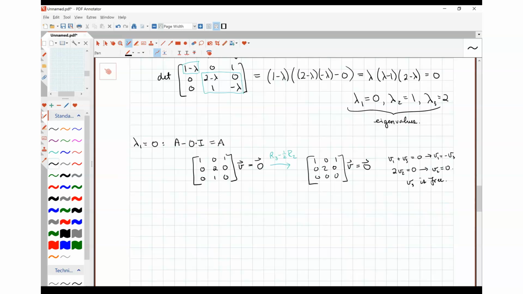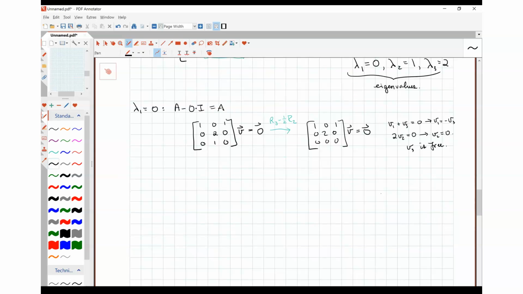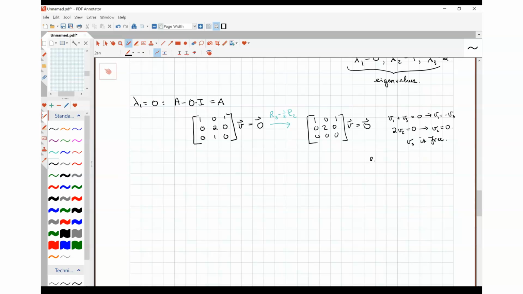And all we've really done is solve this to get this general solution for this homogeneous linear system. So this general solution is now minus V3, 0, and V3. And I just need one particular solution, right? A simple one will do. So I'll just pick V3 equals 1. And that's going to be my first eigenvector: minus 1, 0, 1.